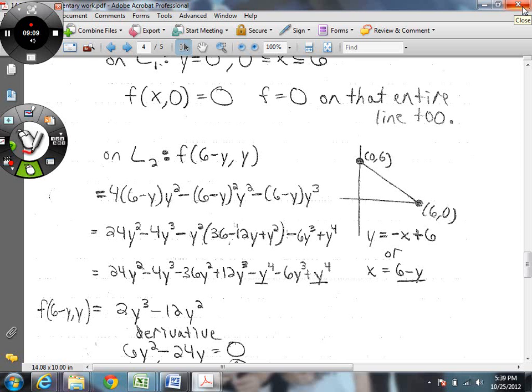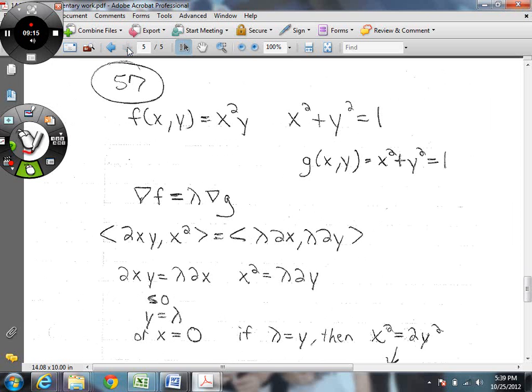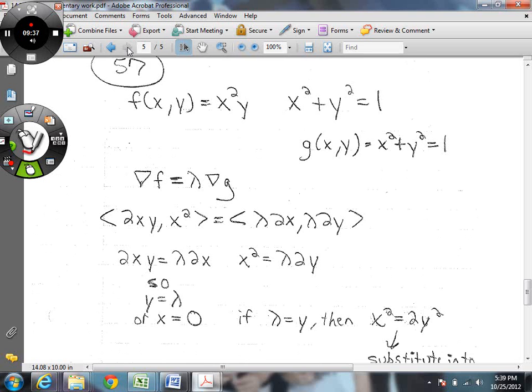Alright. Last problem, but I just want to make this so it's not too long of a video. Last problem, we get to use our method. So we set the gradient of the regular function equal to lambda times the gradient of the constraint. There we go, it's set up. And we set up our little equations and make sure that it satisfies the constraint as well.